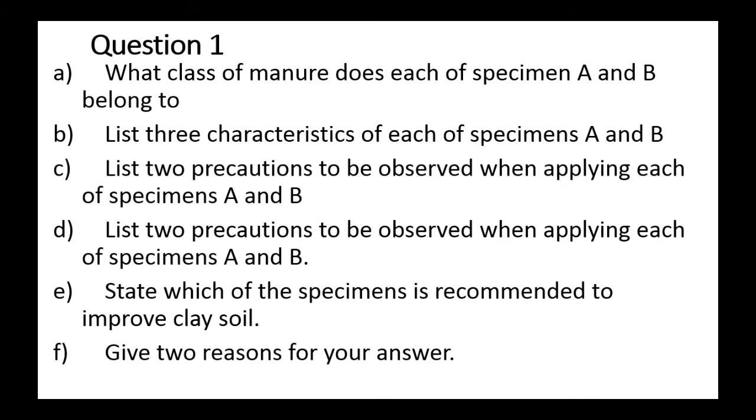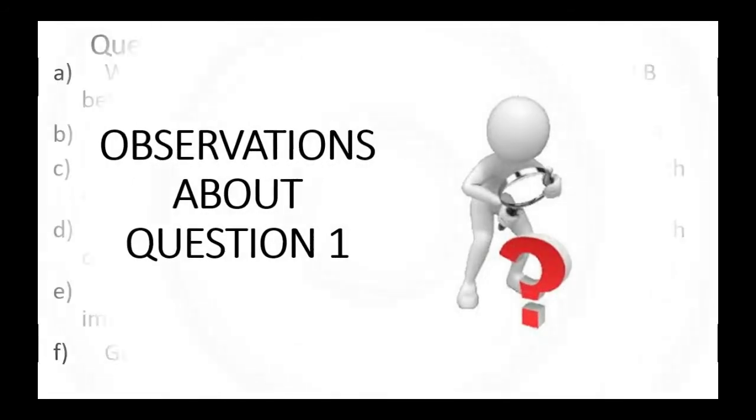Now let's answer the question, but we are going to be starting with observation. What are some WAEC observations about question number 1? Now these are some of their observations. WAEC observed that this question was fairly attempted by the candidates. In question 1A, most of the candidates were able to name the class of manure to which specimens A and B belong. However, in 1B, majority of the candidates were unable to list the characteristics of specimens A and B. Also, many candidates could not list the precautions to be taken when applying each of these specimens A and B as demanded in 1C. So those are some of the observations about question 1.